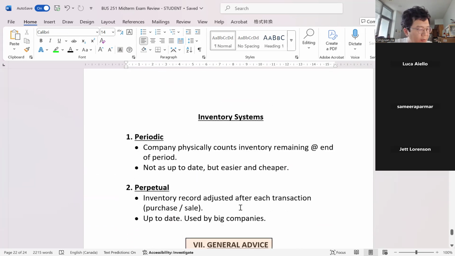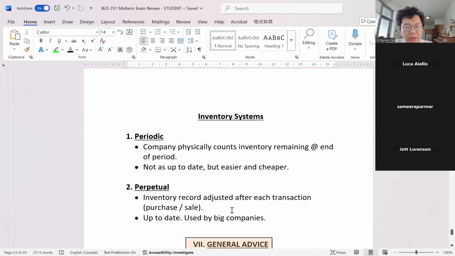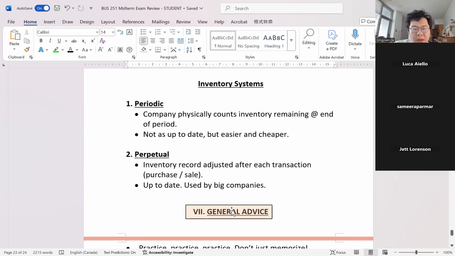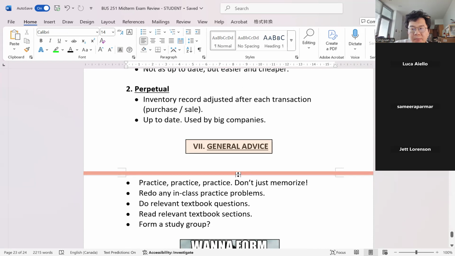Okay, so inventory systems. The periodic inventory system is where the company physically counts the inventory remaining at the end of the period. It's not as up to date, but it is easier and cheaper. And for the perpetual one, the inventory record is adjusted after each transaction, purchase or sale. This is more up to date and is always used by big companies, through automatic software.